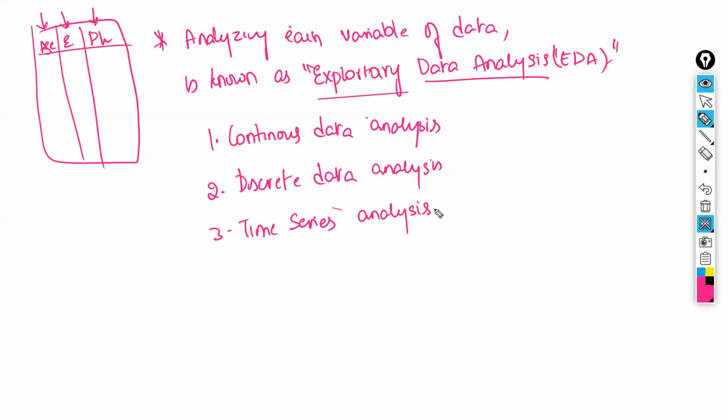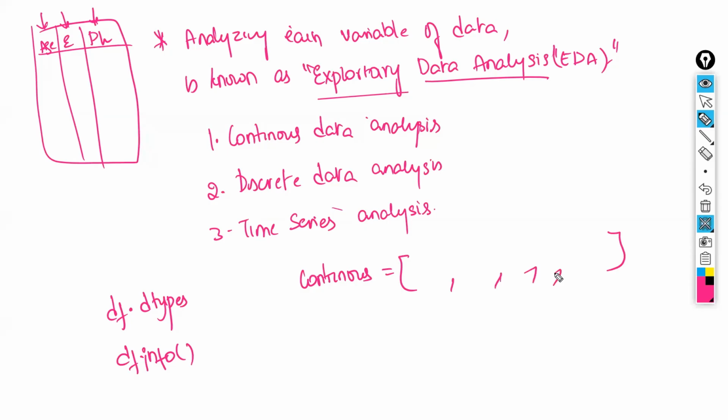For continuous, first you have to separate the continuous variables. How do we separate them? You can see in df.dtypes or df.info. In the info, you can see each and every variable's data type, and you check whether the data types are correctly given or not. Everything you check with respect to the names. If there is an age column which is int, still you understand it is a continuous variable, and you put it in the continuous list.